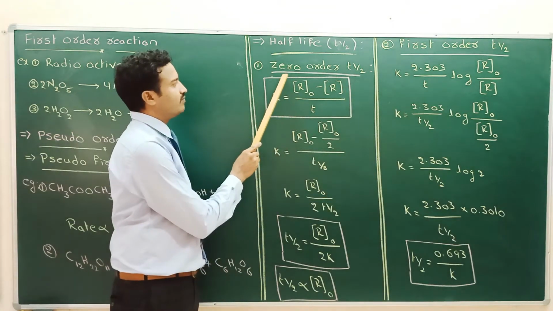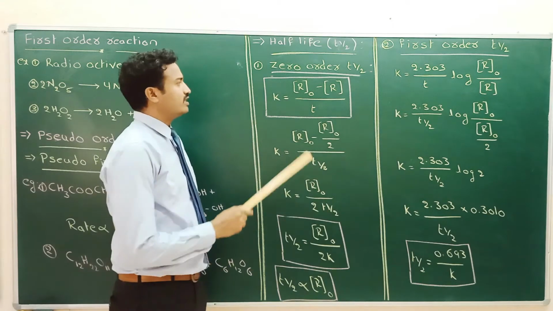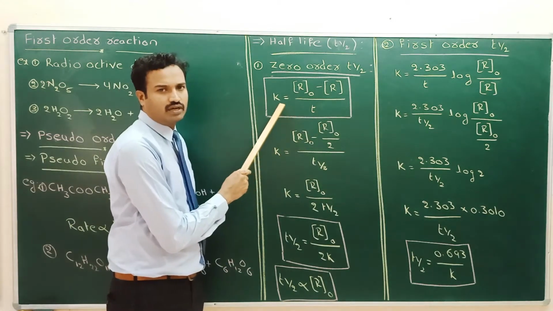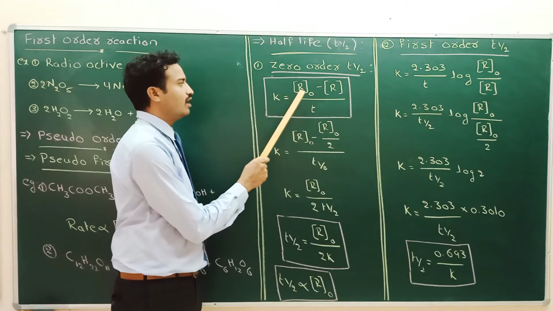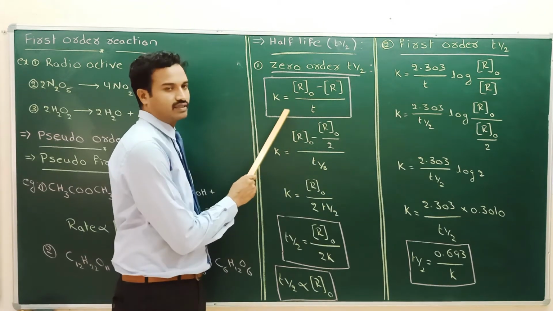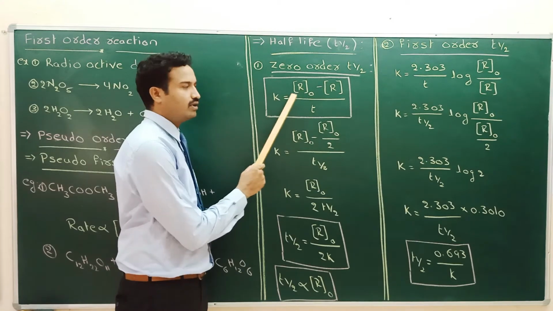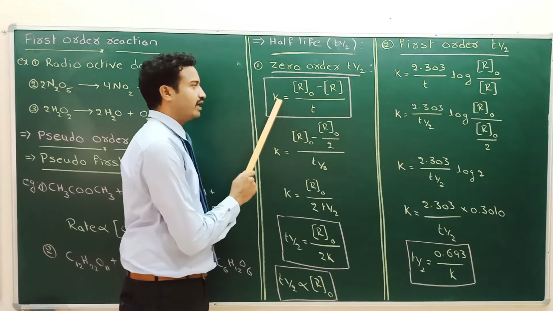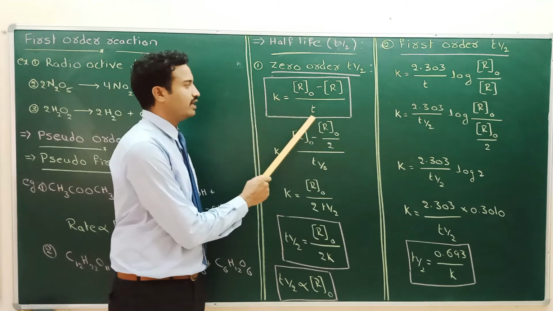First we will see half-life for zero order reaction. For zero order reaction, the zero order rate constant is k equals R naught minus R by t. We derived this equation earlier. k equals R naught minus R by t, where k is the zero order rate constant and t is the time.